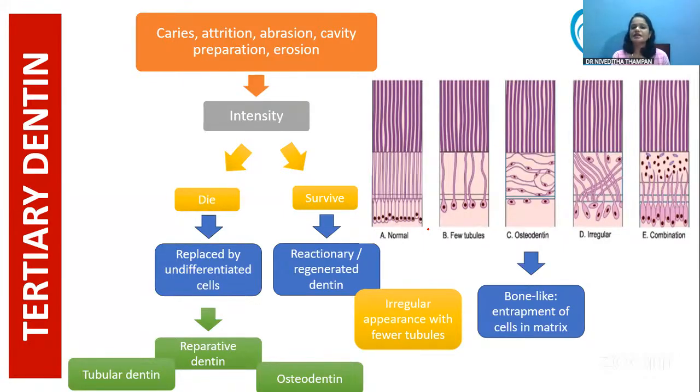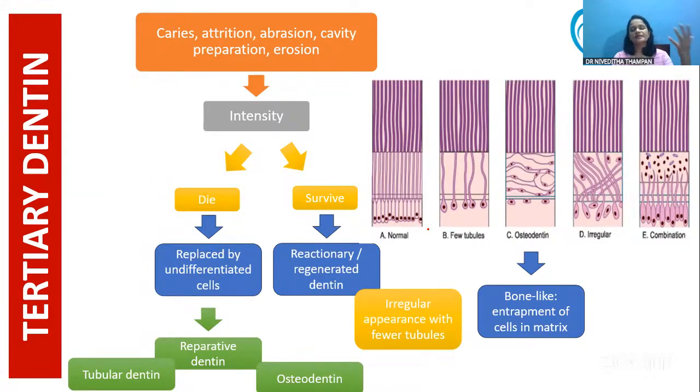Okay, that is called reactionary or regenerated dentine. But if the dentine is getting formed and the cells die, the odontoblast cells die, a signal is sent to the pulp. From the cell-rich zone of the pulp, they send some undifferentiated cells, and these undifferentiated cells get differentiated and converted to odontoblasts. They will again start forming dentine.